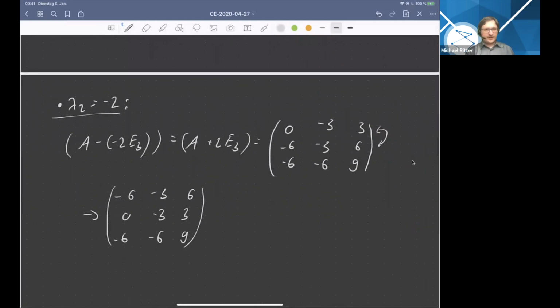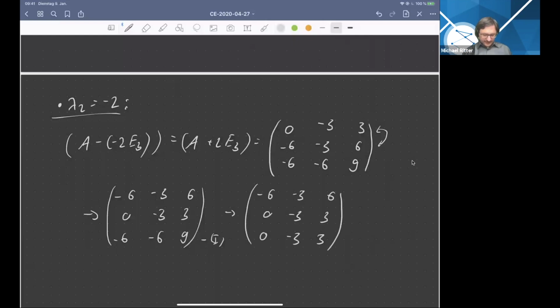And then we can start elimination by just subtracting the first row from the third. And that yields -6, -3, 6, 0, -3, 3. And here we get -6 plus 6. This is 0. -6 plus 3 is -3. And 9 minus 6 is +3.